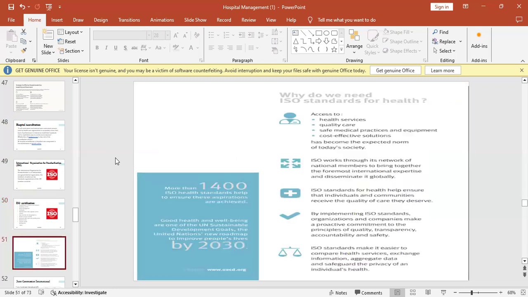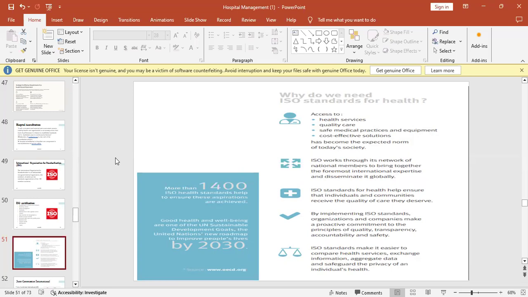Why do we need ISO standards for health? Access to health services, quality care, safe medical practice and equipment, cost-effective solutions has become the expected norm of today's society. ISO works through its network of national members to bring together the foremost international expertise and disseminate it globally. ISO standards for health help ensure that individuals and communities receive the quality of care they deserve.